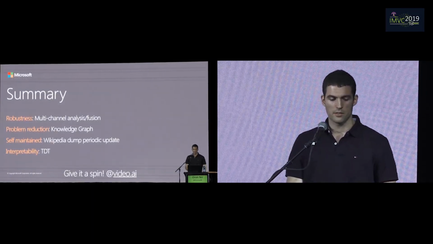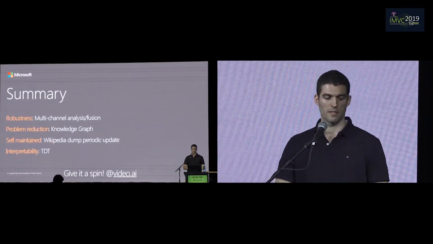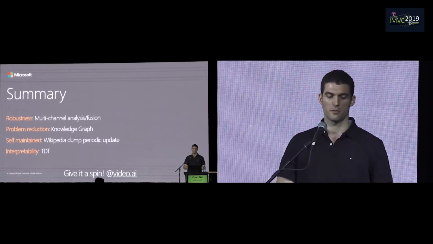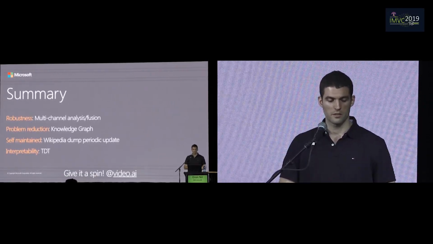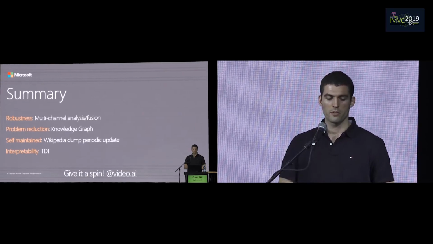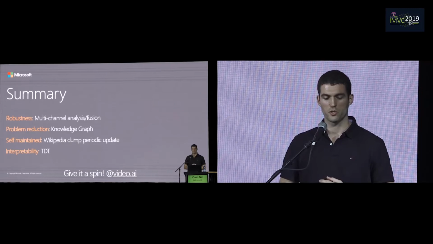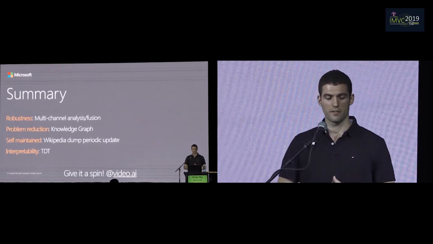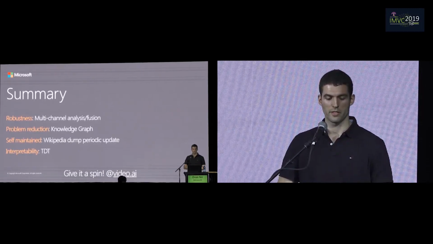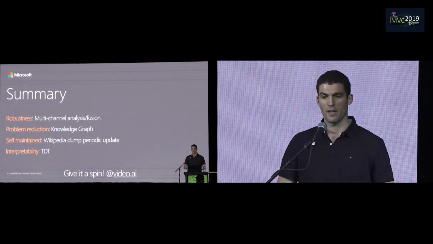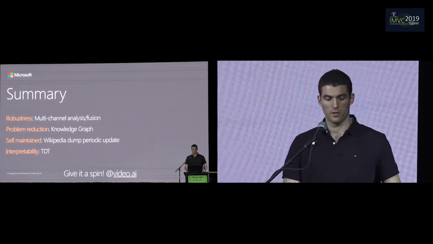So to summarize, the solution has been able to be robust using multi-channel analysis, and we've been able to reduce the problem using the Wikipedia knowledge graph, which also is self-maintained using periodic dump updates, and the model is also interpretable in terms of detection on the timeline.